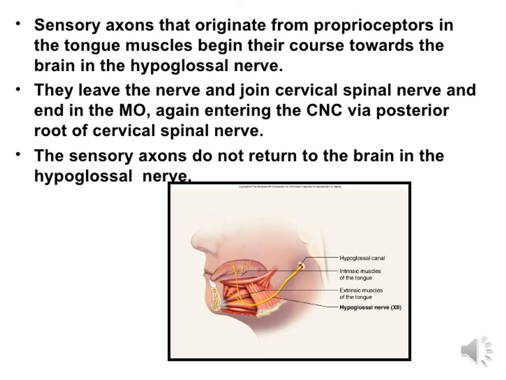Sensory axons that originate from proprioceptors in the tongue muscle begin their course toward the brain in the hypoglossal nerve. They leave the nerve and join cervical spinal nerves and end in the medulla oblongata, entering the central nervous system via the posterior roots of the cervical spinal nerves. The sensory axons do not return to the brain in the hypoglossal nerve.